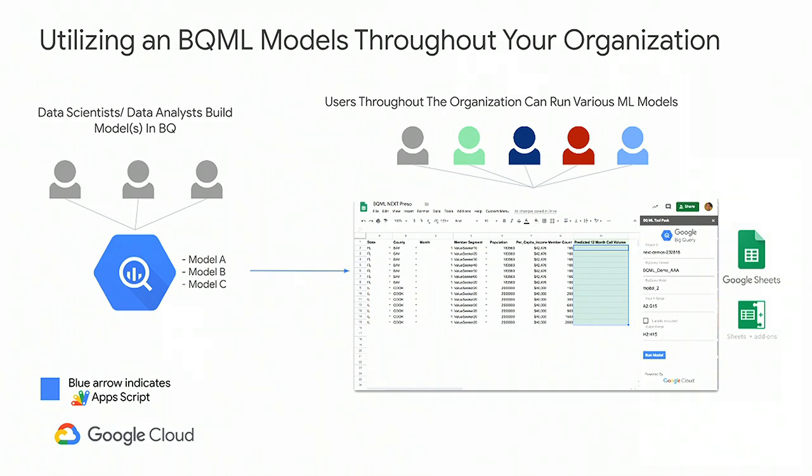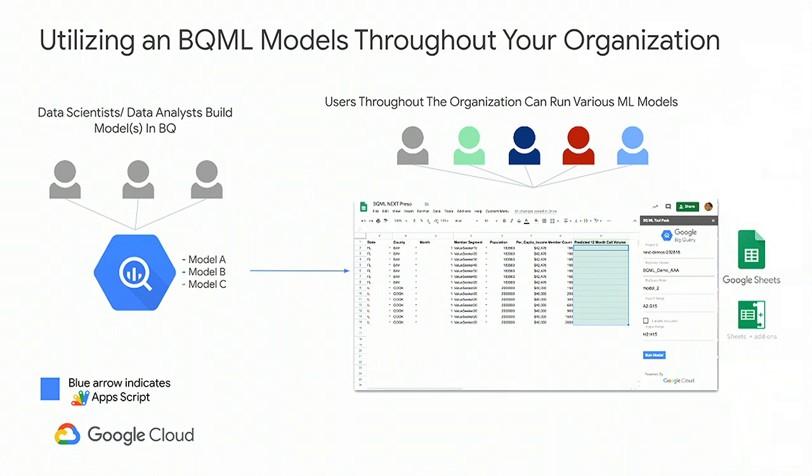So now we've created this model, we've exposed it in Google Sheets. How do you actually deploy this in an organization? And that's kind of what this slide is getting at here. So we've got our data scientists and data analysts building these models in BQML. They've built model A, B, and C for predicting call volume, predicting where accidents are going to happen, all these different things that you can predict. Now I want to expose this to the organization.